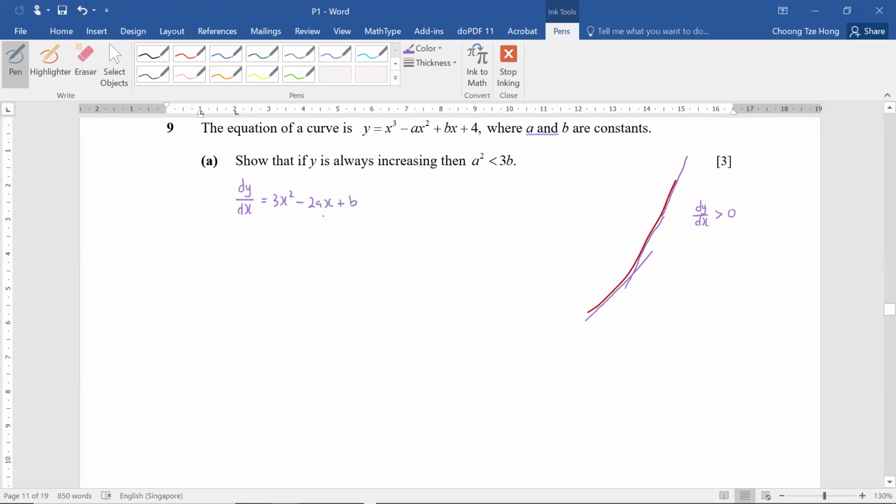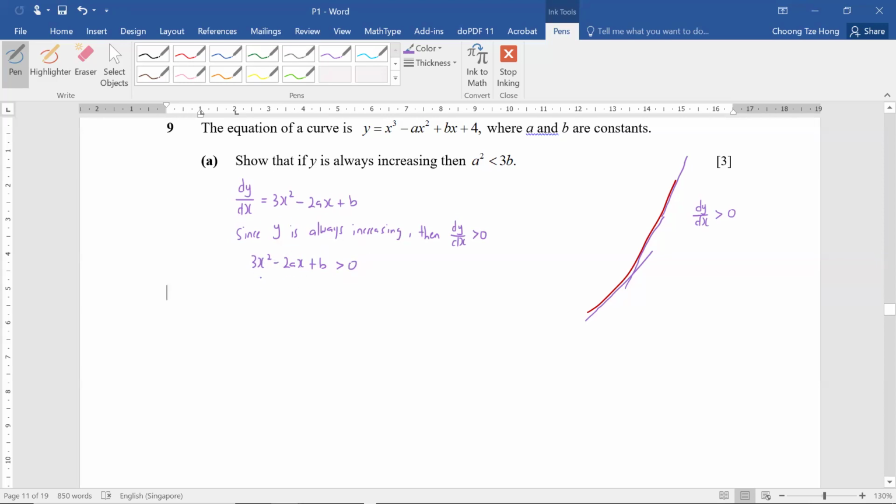Since y is always increasing, dy/dx will be greater than 0. So we put dy/dx greater than 0 and we will get an inequality: 3x squared minus 2ax plus b is greater than 0. At this point, how do we deal with this inequality? Over here, we actually have a quadratic inequality.